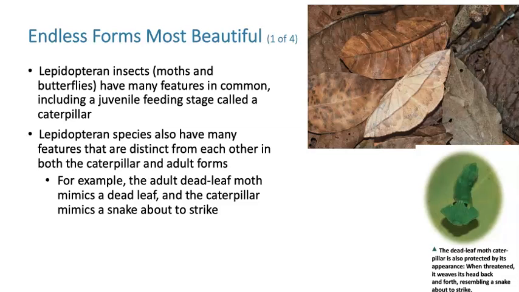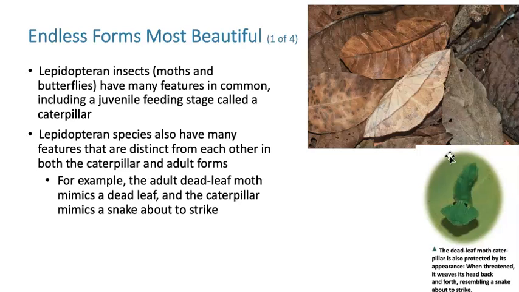So Lepidopterans, those are moths and butterflies. They have lots of features in common. One of them is the idea of the juvenile being called a caterpillar. And you know the caterpillar, you've learned this since you were in kindergarten probably. Caterpillars don't look that much like the adult version, but some of these caterpillars versus adults are just staggering in how different they are. And so lots and lots of distinct features.